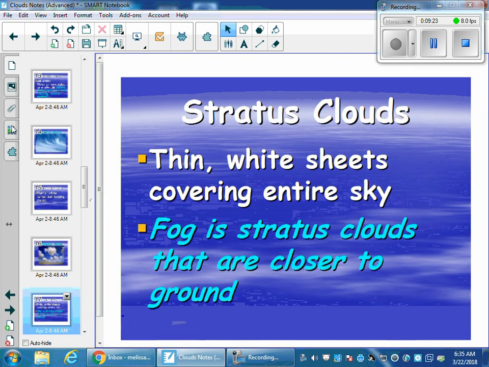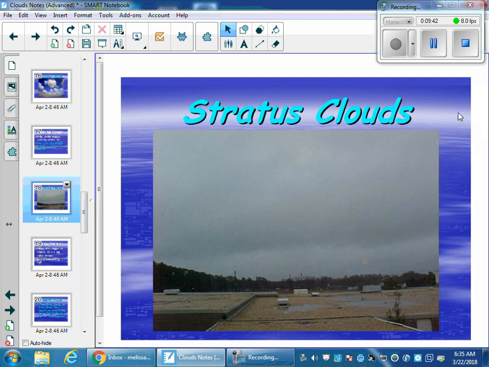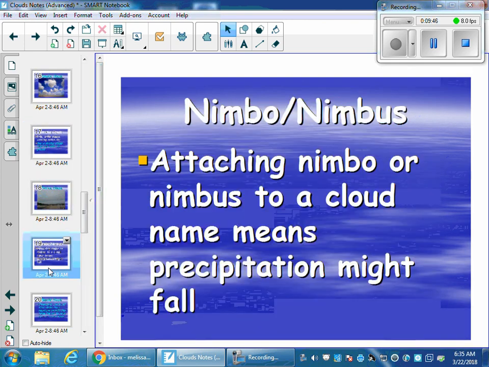Stratus clouds are the third main type of clouds. These are thin white sheets that cover the entire sky. So when it's overcast, very often, that is stratus clouds. Fog is actually stratus clouds that are closer to the ground. So you're actually in a cloud when you are going through fog. And this is an example of stratus clouds. We've seen these some in class.